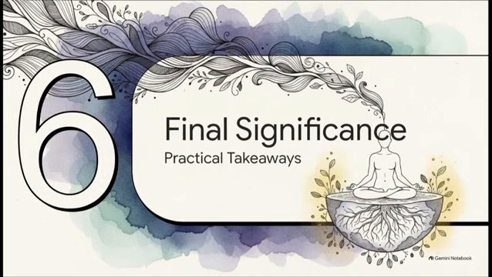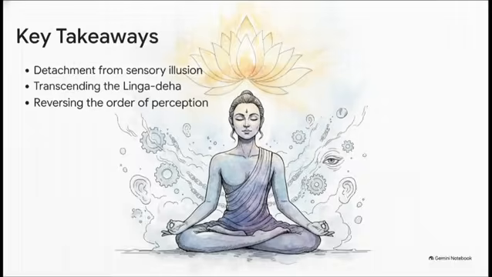And finally, Section 6, Final Spiritual Significance. So, what does this all mean for us? The core teachings of Canto 61, Principle 2, leave us with 3 vital takeaways for life. First, detachment from sensory illusion. When you truly get that your senses are projecting reality rather than just passively receiving it, you stop being a victim to your own desires and aversions. It's a real game changer.